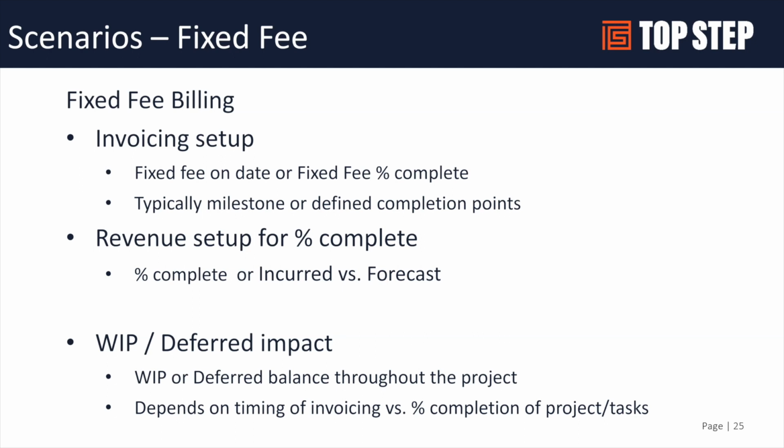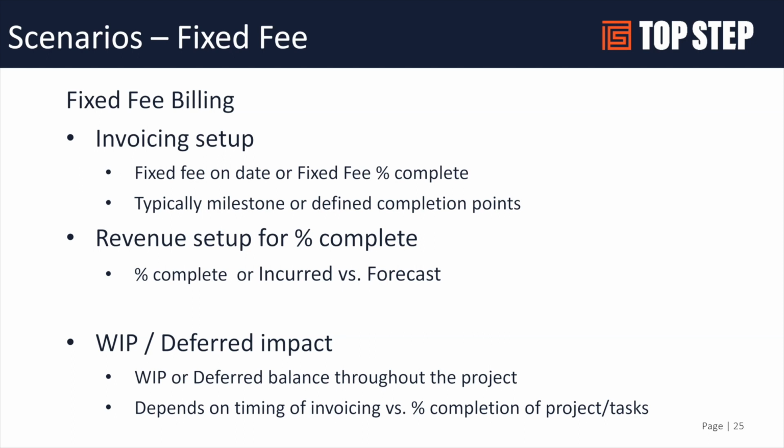Then from a revenue recognition perspective, we generally see customers following GAAP and 606 compliance. They're doing percent complete. There's two different flavors of percent complete. There's standard percent complete, or there's incurred versus forecast percent complete. I won't go into the difference today. We've done many webinars on percent complete that are available on our website. But generally, then you get that month over month. How did we do? How much did we work?